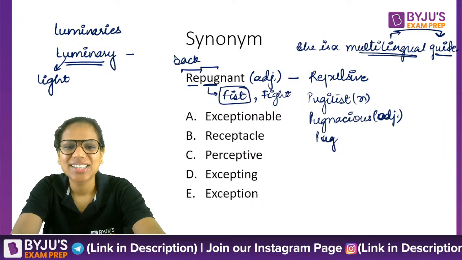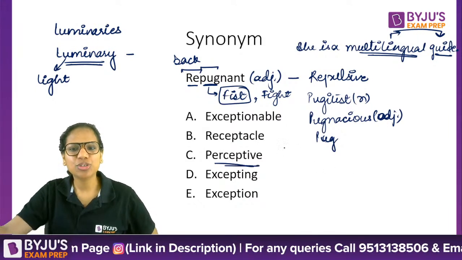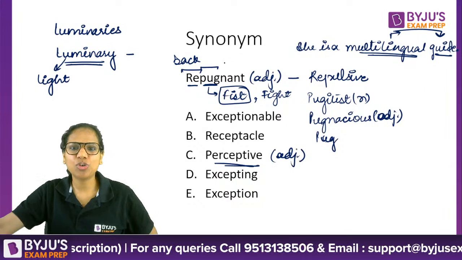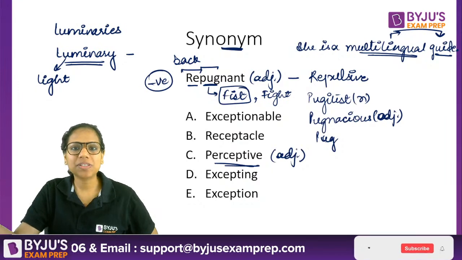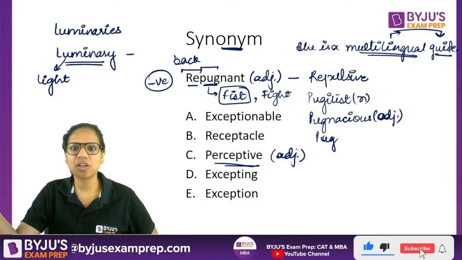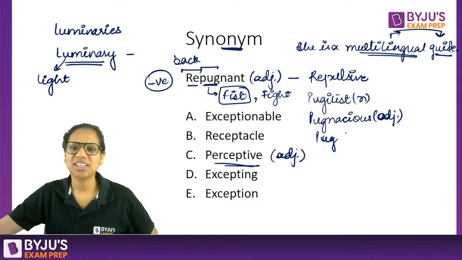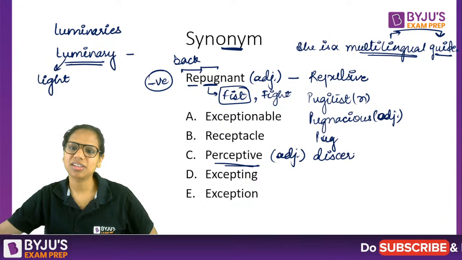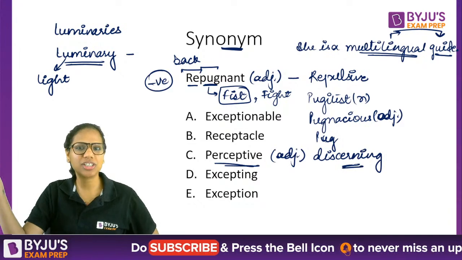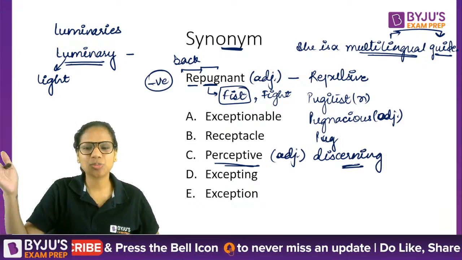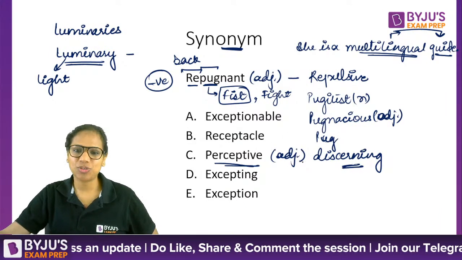Right. So, which options can be easily rejected? I think perceptive cannot be a synonym of something as negative as repugnant. If you're a perceptive person, you actually understand your surroundings, understand the mood of the person in front of you very easily. You're a discerning person. You have a good grasp of your surroundings, the atmosphere of a place, as we call it. So that's when you are perceptive.